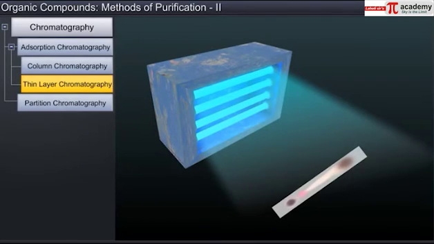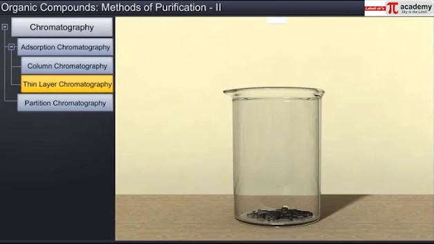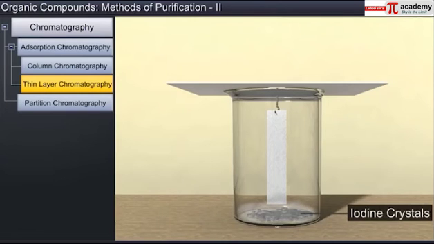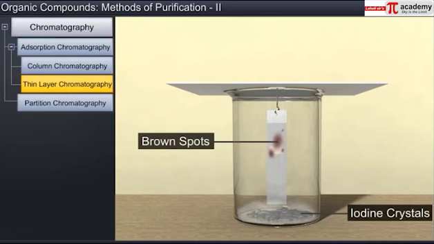Another method to detect the spots of colorless compounds is by placing the glass plate in a covered jar containing a few crystals of iodine. The colorless spots of the compounds which absorb iodine will appear as brown spots.